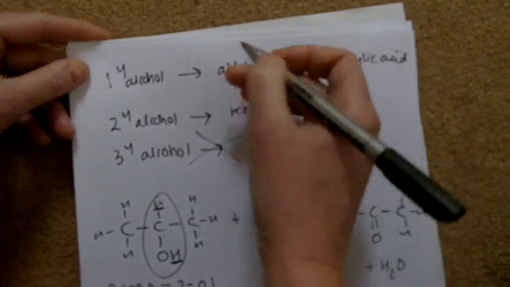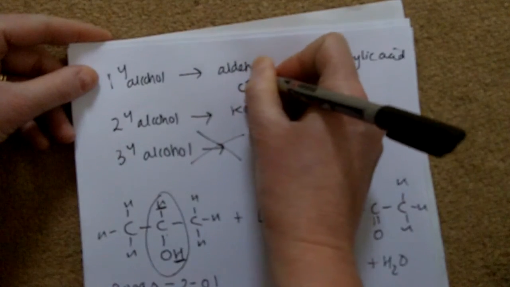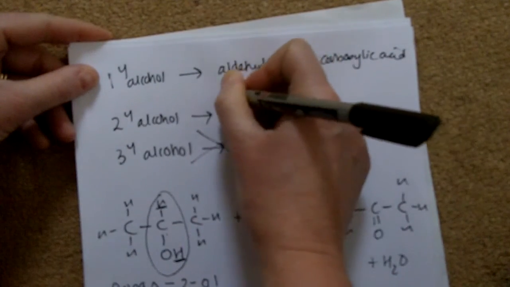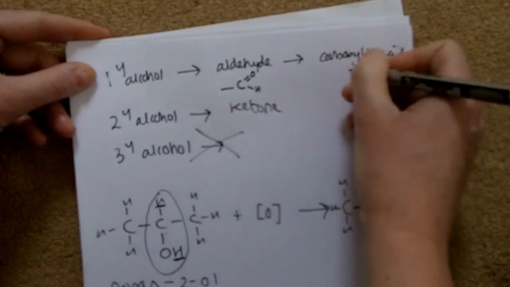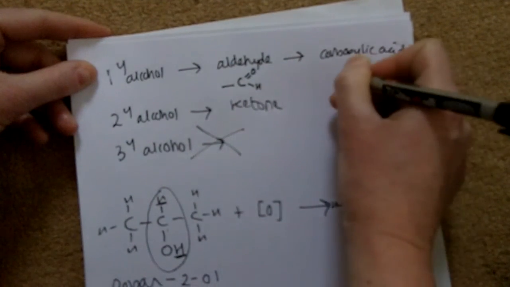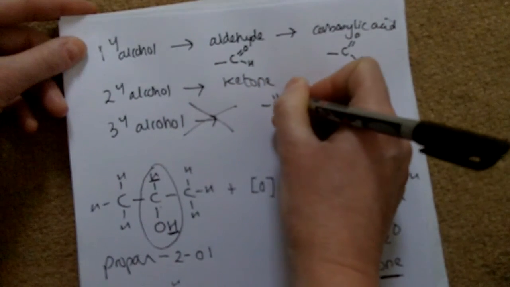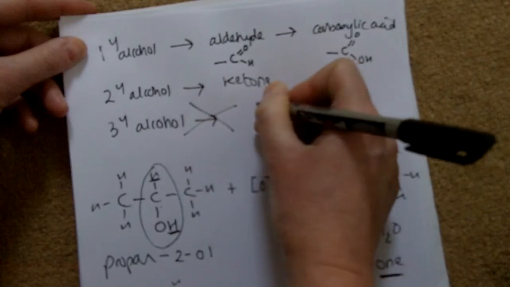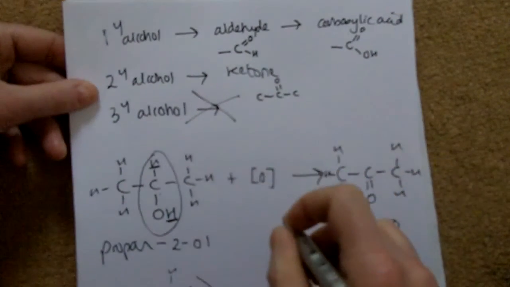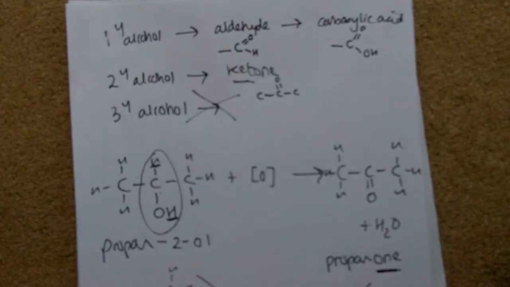Let me just quickly do a summary underneath here as well. An aldehyde is the functional group double bond O, H. That's an aldehyde. Carboxylic acid, and you need to learn these, is that. And a ketone is in the middle of the molecule like that. Okay, a ketone. Right, that's oxidation of alcohols.